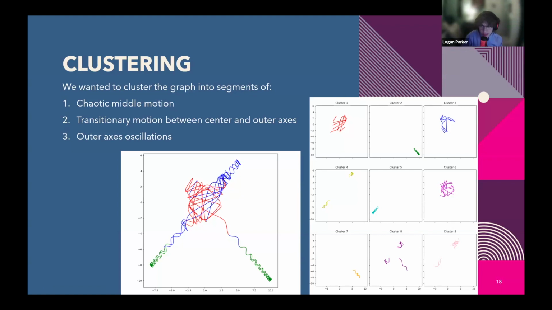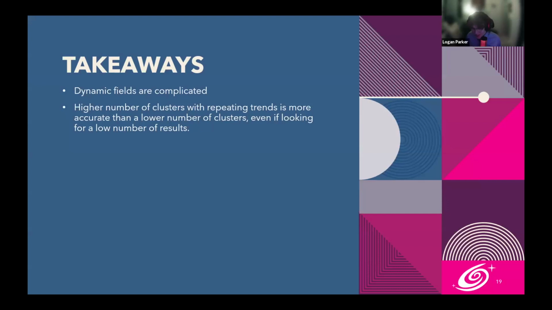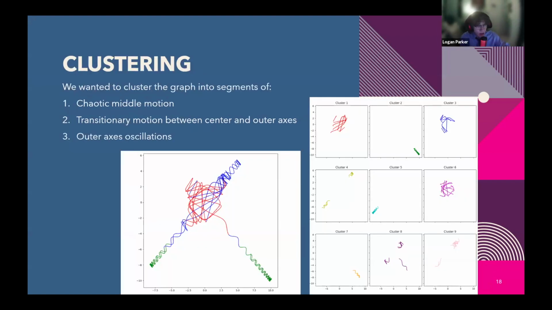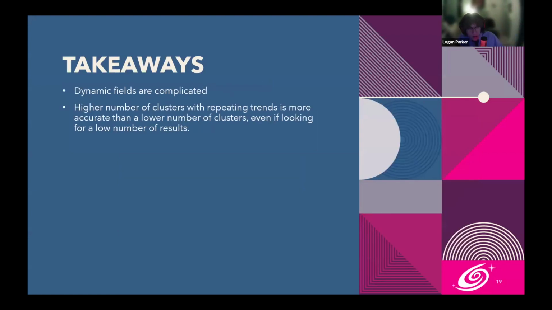So our takeaway here was that dynamic fields are complicated, and that with a higher number of clusters, with redundant numbers of clusters, we get more interesting results that we probably would not have seen, because all of the transitionary motion of 1 and 3 got just grouped into one of the clusters when we lowered the amount.